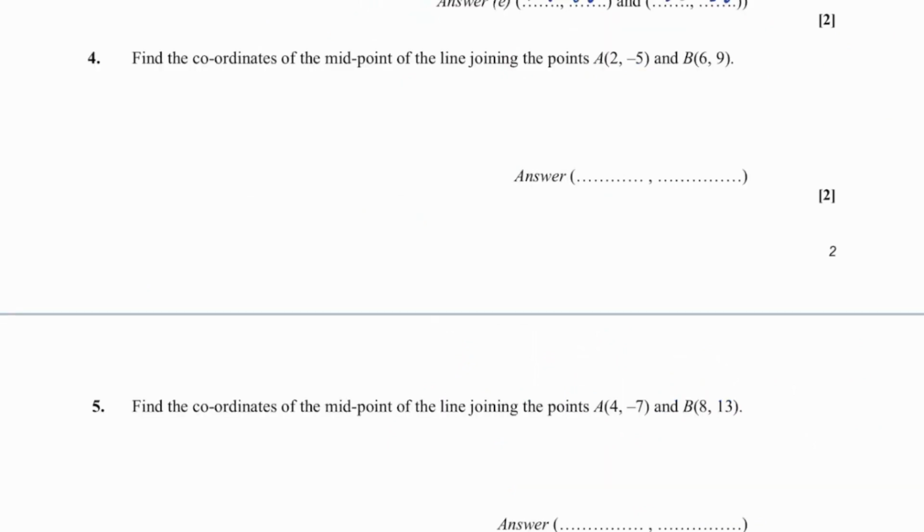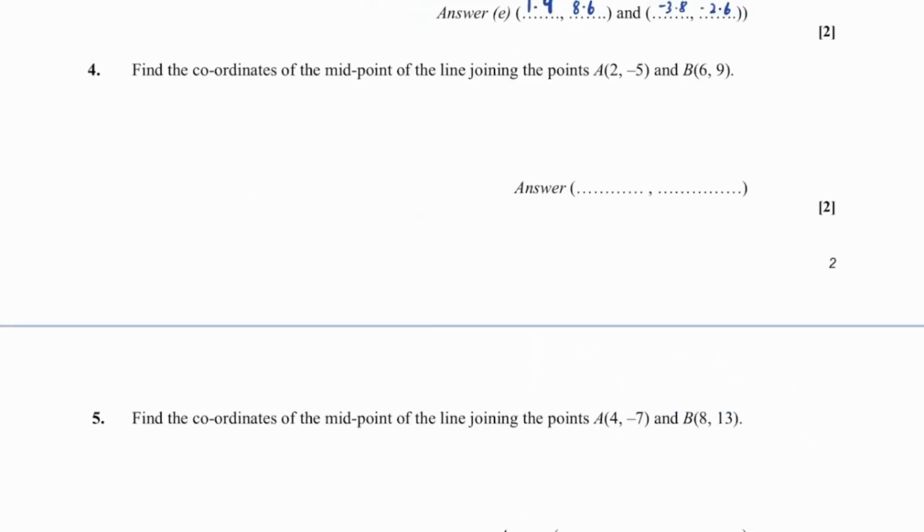Okay, question number 4. Find the coordinates of the midpoint of the line joining A and B. So just for illustration purpose, A should be like this, B should be here. Okay, so what is the midpoint? The midpoint is the coordinate in between A and B, in the middle of A and B.